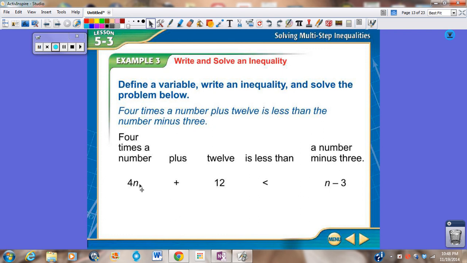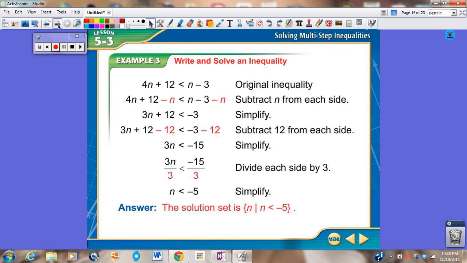4 times a number is your 4n, plus, of course, there's your addition symbol, 12, really easy. It is less than, so it's just this inequality. There's no equal underneath it because it doesn't say or equal to. And then a number minus 3, so that's where they get the n minus 3. Okay, so basically there's your inequality they wrote.